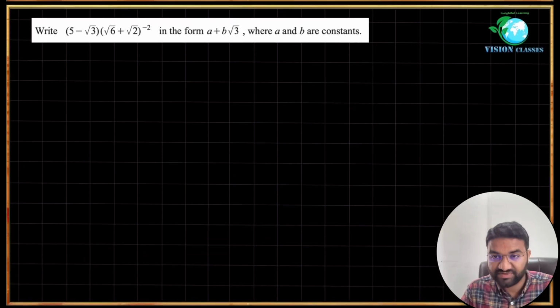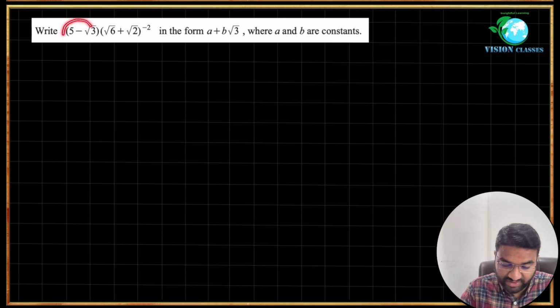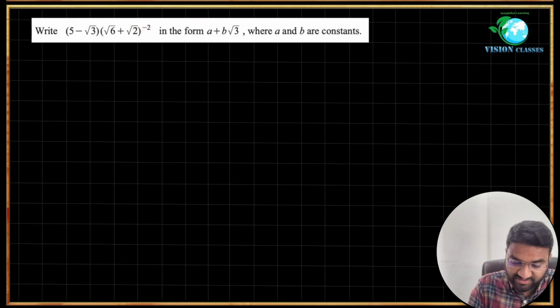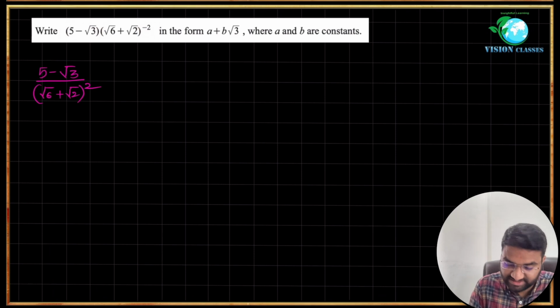The second question says: write (5 minus root 3) times (root 6 plus root 2) to the power of minus 2 in the form of a plus b root 3, where a and b are constants. First of all, we have a power of negative 2, so you can take it to the denominator. So here we have (5 minus root 3) upon (root 6 plus root 2) bracket squared. You can write it like this, and the rest is just simplification.